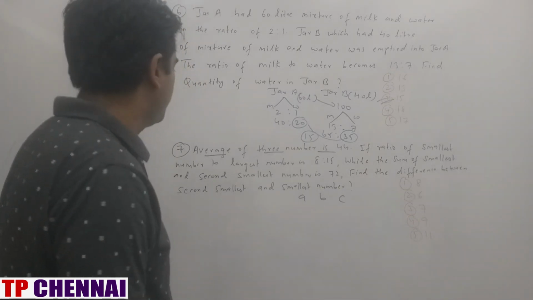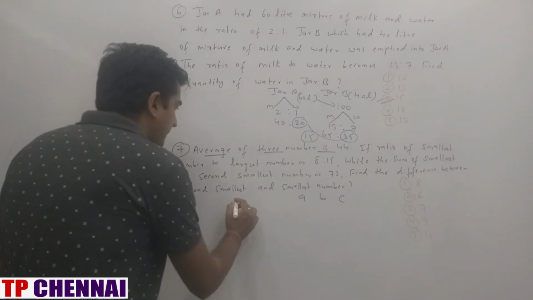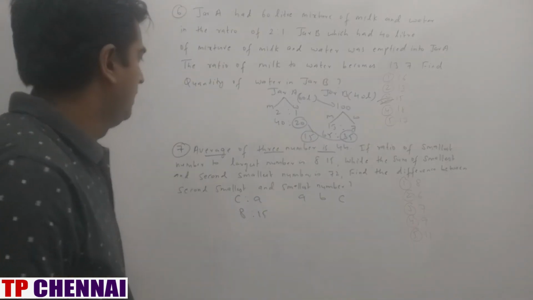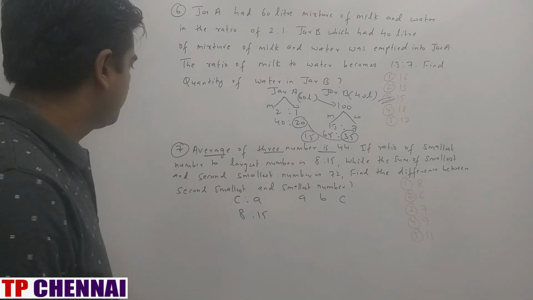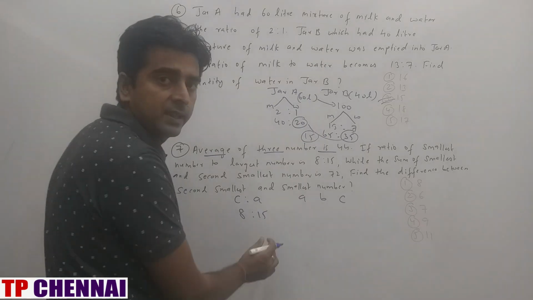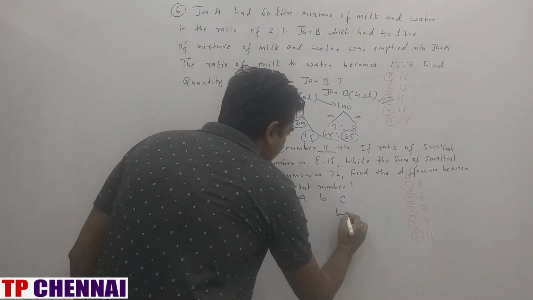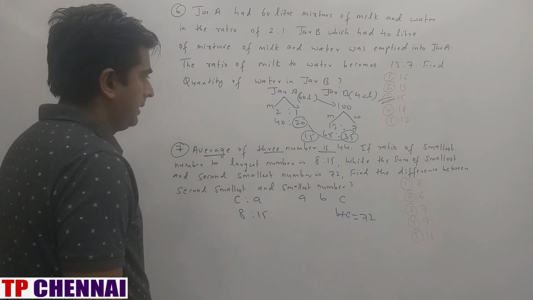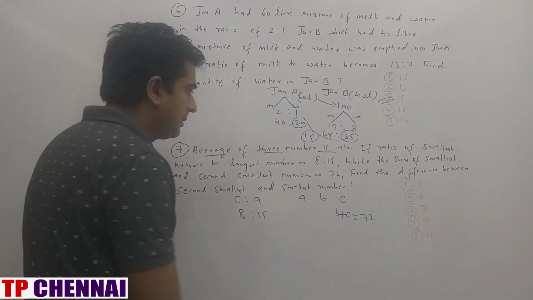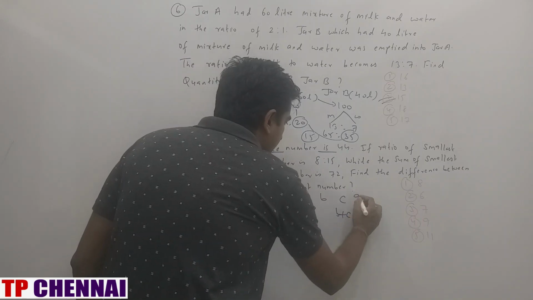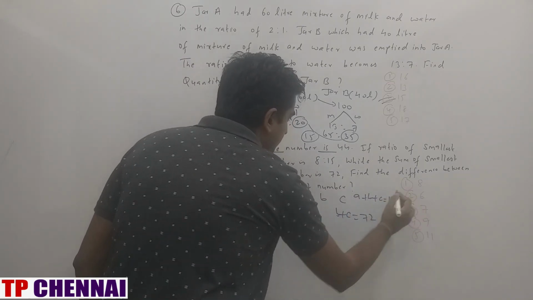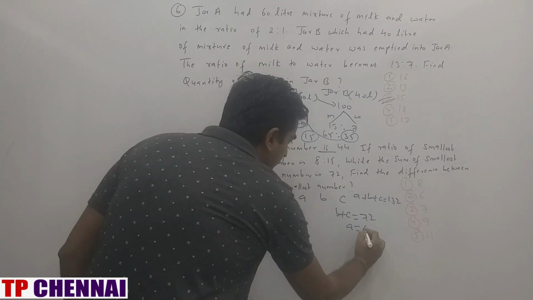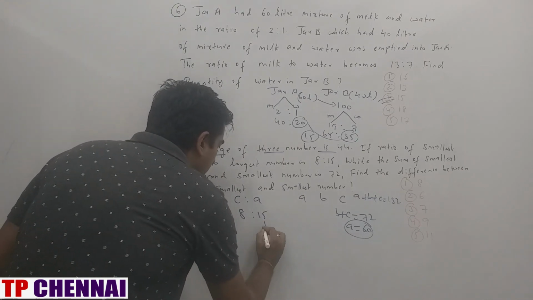If the ratio of the smallest number to the largest number is 8:15, that means C is to A is nothing but how much? 8:15. Okay. While the sum of the smallest and second smallest number is 72, smallest and second smallest, B plus C is how much? 72. Right? And the average of 3 numbers is 44. That means the total is how much? So A plus B plus C is how much? 132. 44 into 3. So when you substitute here, A will be how much? 60.